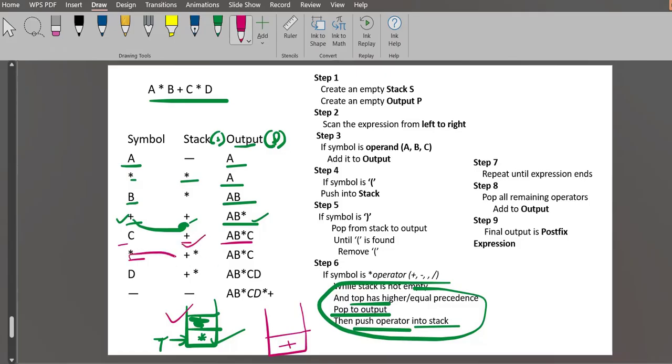Now multiply wants to come inside the stack. So, is there any problem? Check this again. In the stack, you need to check the top. The top is plus. Does plus have a higher or equal precedence? No. Plus has a lower precedence. So multiply will not pop anything; multiply will now be in the stack. We have to check this condition only, and it is not satisfied. Plus is lower, having the lowest precedence as compared to multiply, so plus will remain in the stack.